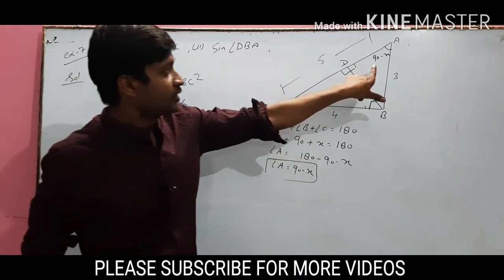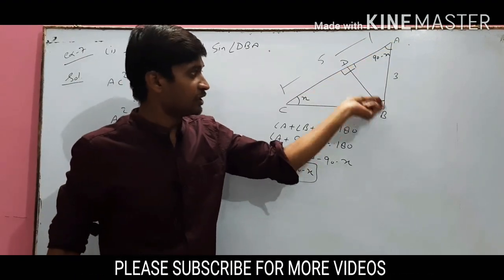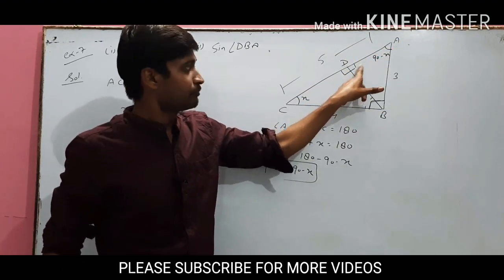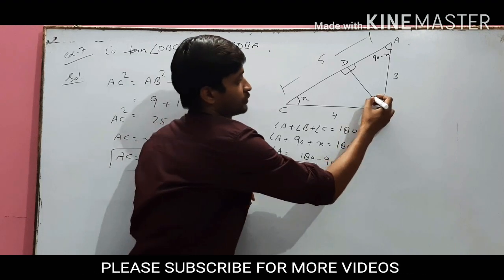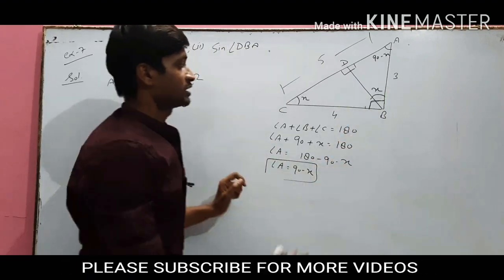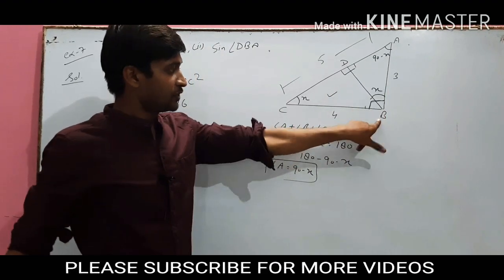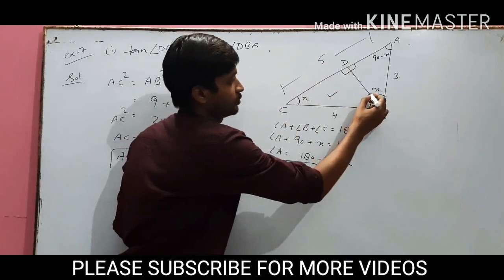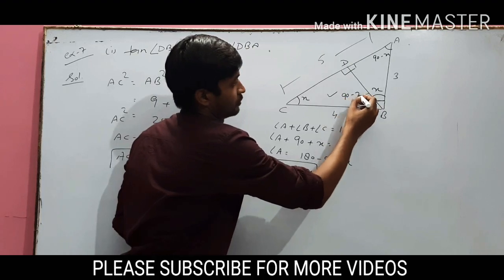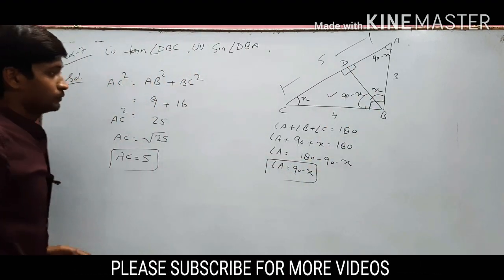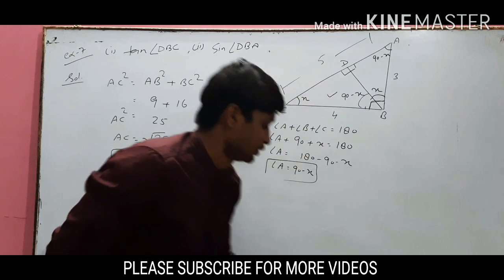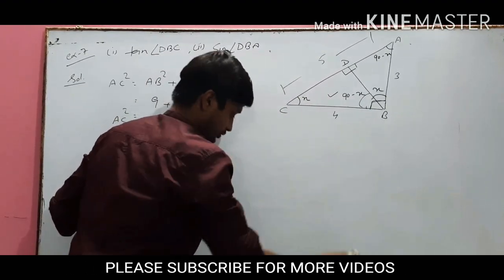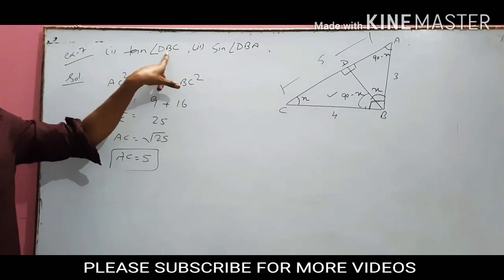Now see, in triangle ABD, right? In triangle ABD, this is angle 90, this is 90 minus X, so this will be X. Similarly, in triangle BCD, this is 90, this is X, so this will be 90 minus X. Now, let me rub this part. See, we have to calculate angle DBC.